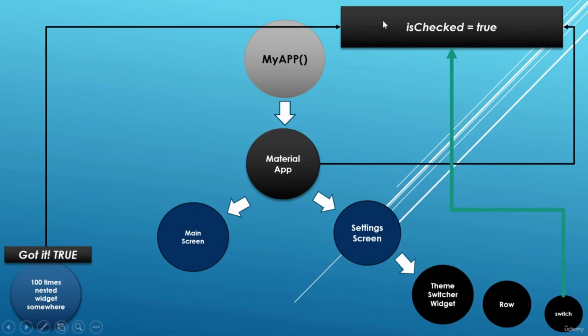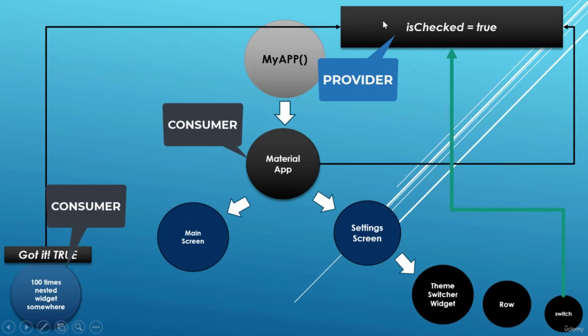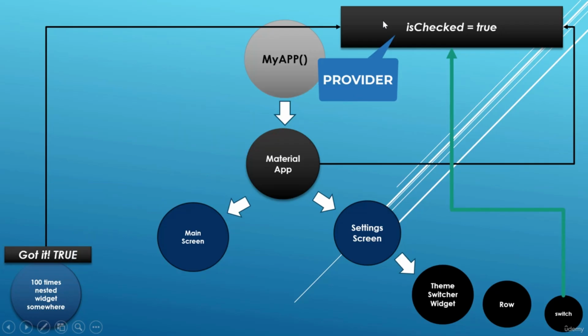So in provider state management, we have basically two main things: a provider and a consumer. Provider is something that provides the data, and consumer is something that consumes the data, or gets the data from the provider. Alright, it might be a little confusing, but don't worry, we'll work on it.